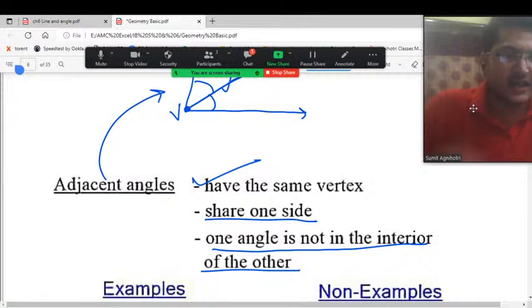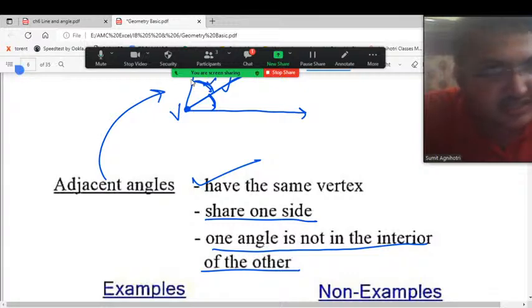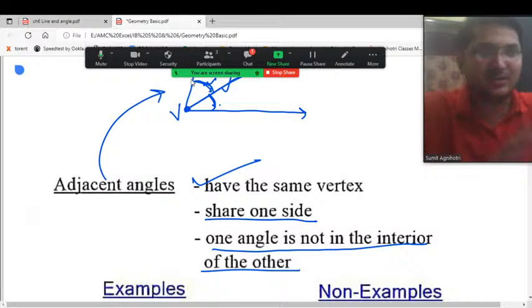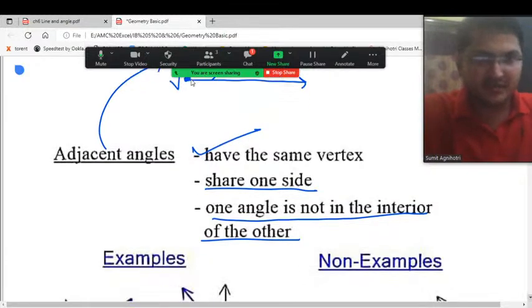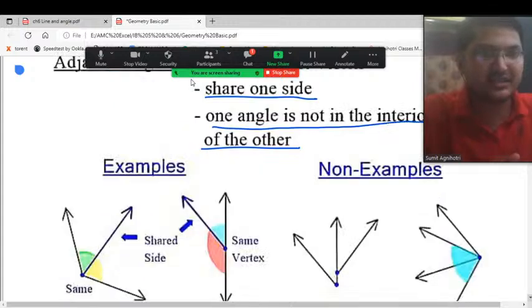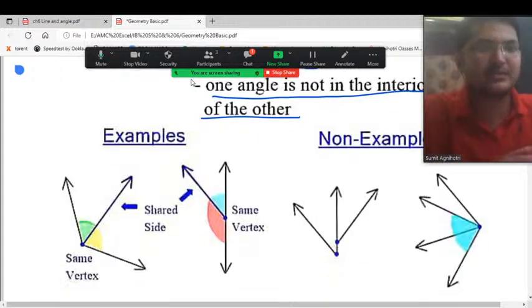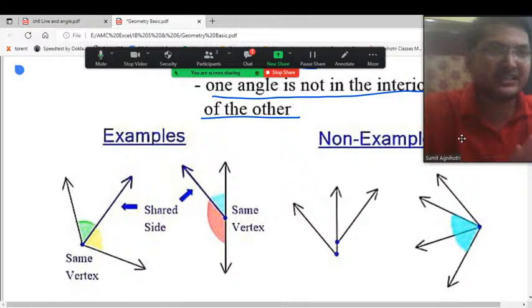One angle, this angle is interior and this one is exterior to this. Similarly, for this one is exterior. That means they are not interior to each other, but one of the angles is exterior to the other. These are some properties, and I have presented some examples so that you can understand what adjacent angles are.